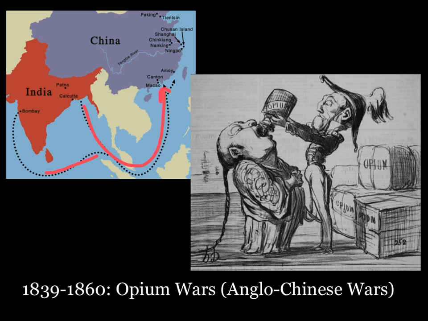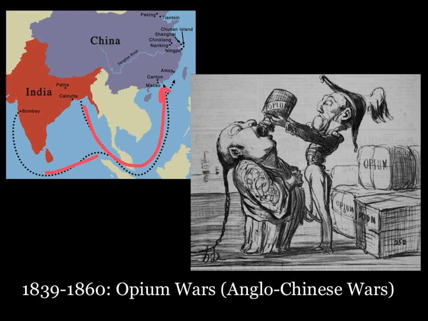The Chinese government goes to war over this situation, where they really feel like they're losing control over their countrymen. The Opium Wars, which are fought between 1839 and 1860, are really Anglo-Chinese wars, and they're a war about who's going to have political and economic influence, but especially economic influence, in China.